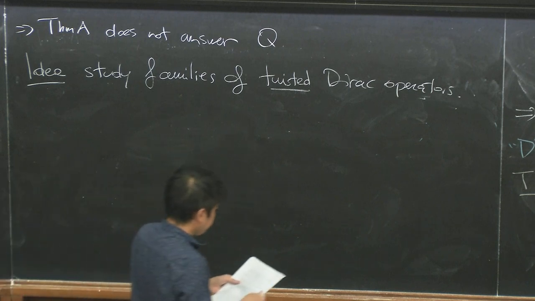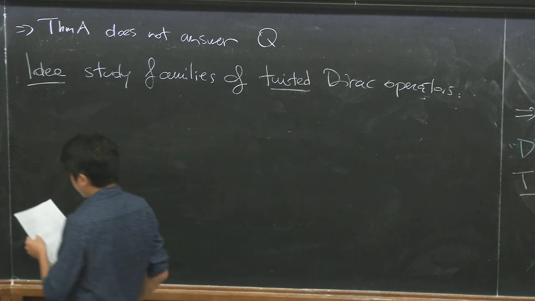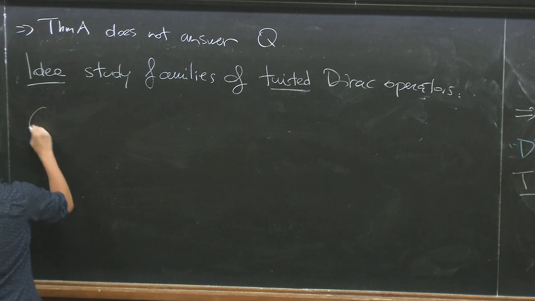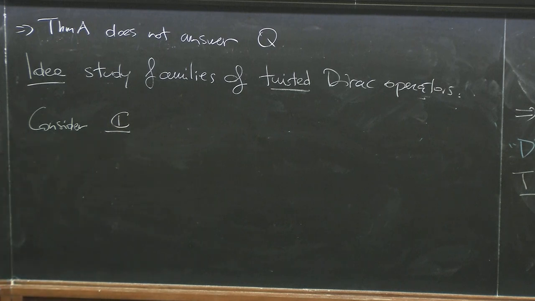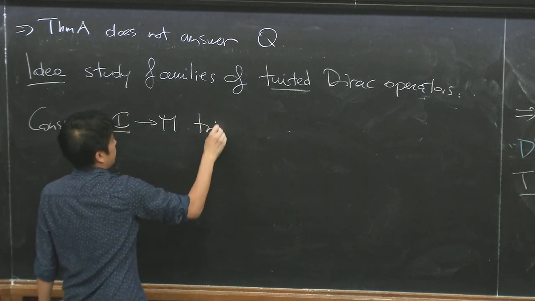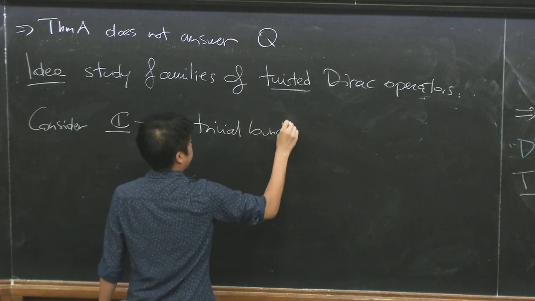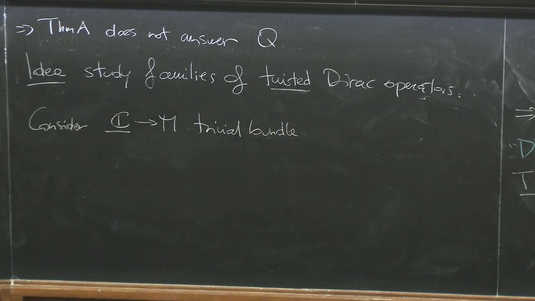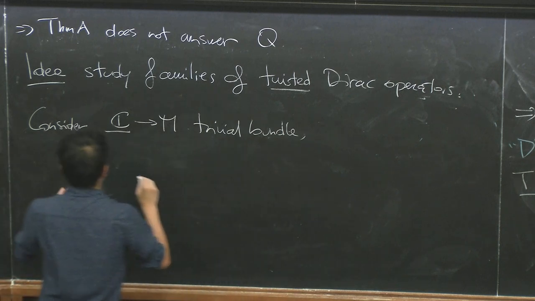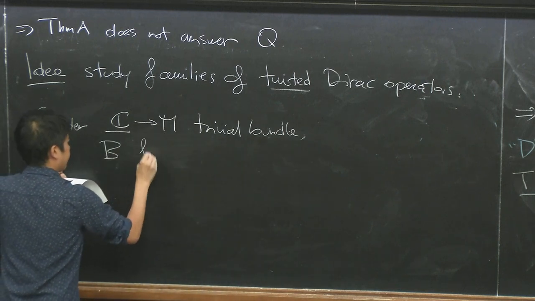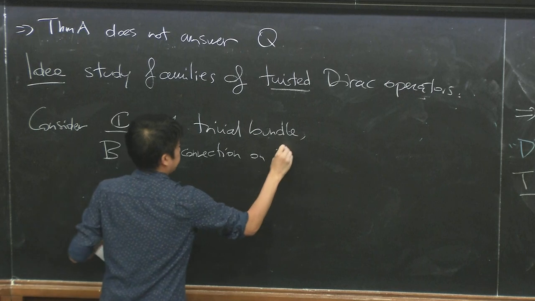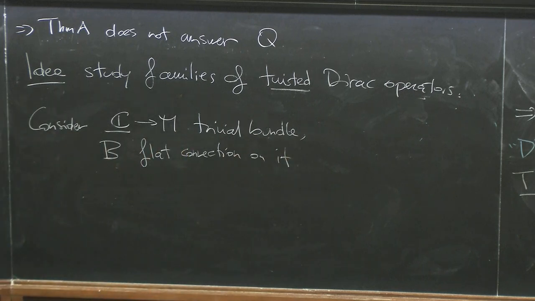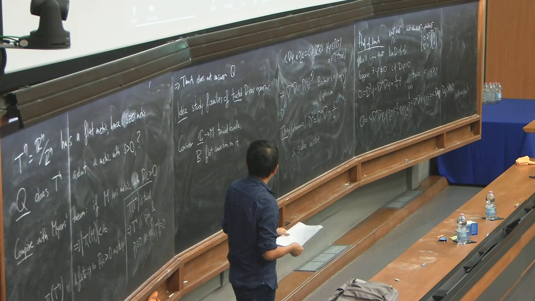Okay, so on M, we have the trivial bundle on M, and we can pick a flat connection on it. So you have a trivial line bundle, and we look at the connections on this line bundle. In general, there's a lot of them, at least if you have some b1.